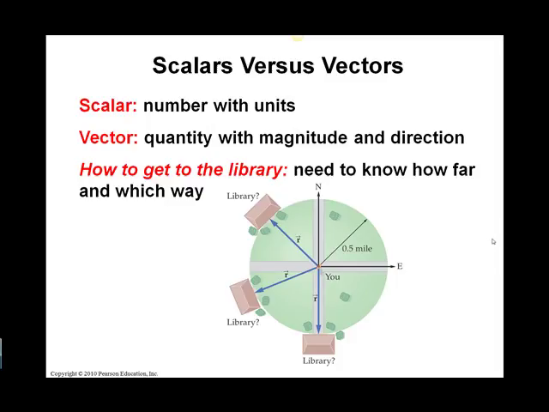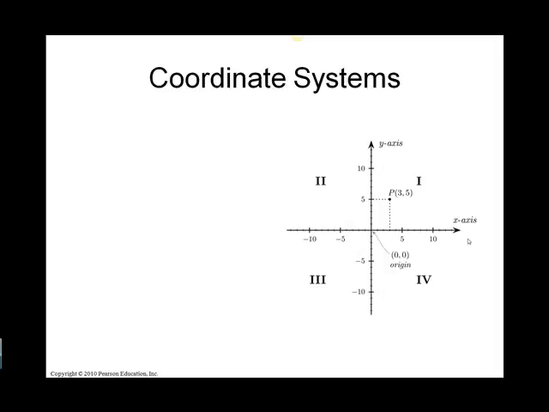So in physics, there are lots of quantities that have a definite size, like 0.5 miles, and a definite direction, like northeast, southeast, north, south, west. So we have to have some way to locate ourselves. We have to have some kind of coordinate system. The coordinate system that you're most familiar with is the Cartesian coordinate system, for describing a point in space.